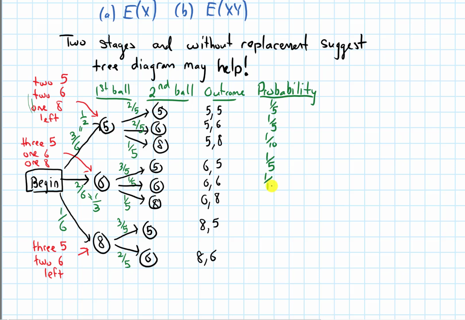And then 1/15. And then one more 1/15. A 1/10. And then finally another 1/15. So those are my probabilities. So now, because we have these random variables, I'm going to make some extra columns.